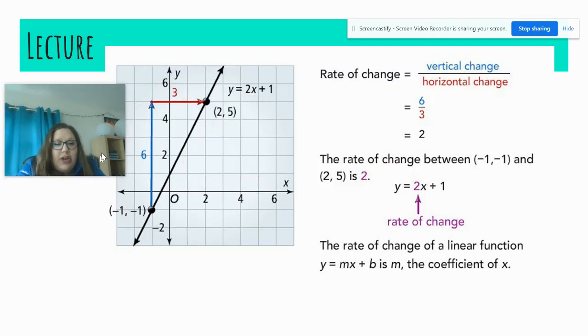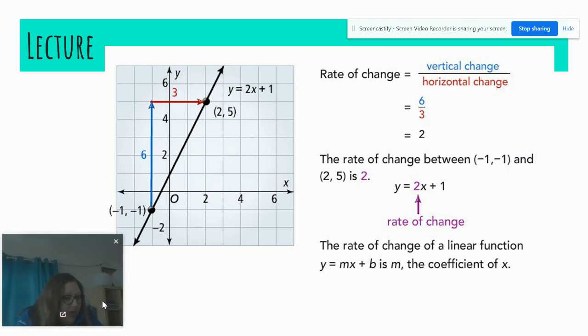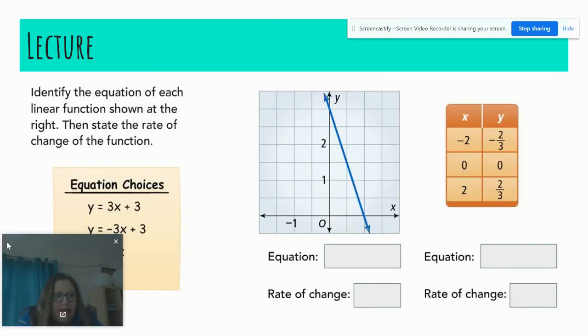Again, and then also in an equation, in a linear function, we talked about this yesterday, actually, the rate of change, or your slope, is going to be the coefficient of your x. Remember, our x coefficient is the slope, and then our y-intercept is the constant. All right, so make sure you get that down if you need it. Okay, let's keep going.